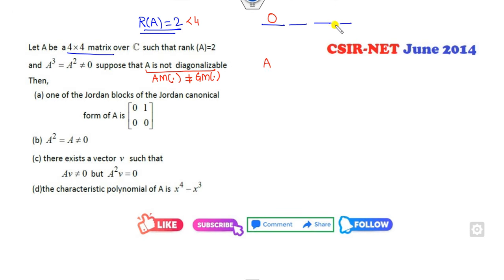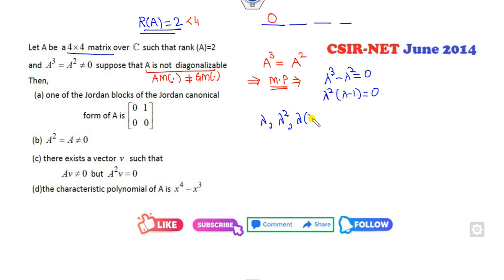Now my target is to find the 3 eigenvalues. A cube is equal to A square. That means if you find the minimal polynomial, what will happen? The minimal polynomial divides x cube minus x square, which is 0. Or if you write in terms of the eigenvalue, then lambda cube minus lambda square is 0. Now how can you find the minimal polynomial corresponding to this? That will divide them. So the factors are lambda, either lambda square, or this number or this number.